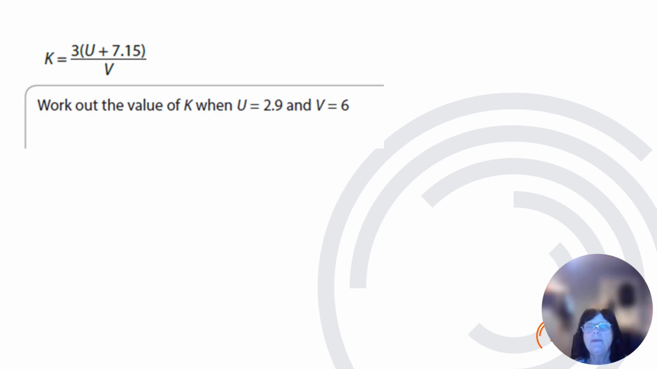Okay, so remember to substitute the letters for numbers. So take the letters off and replace them with the numbers. So U is 2.9 and V equals 6. Then solve the equation using BIDMAS. So pause the video, have a go, and then we'll look at it together.